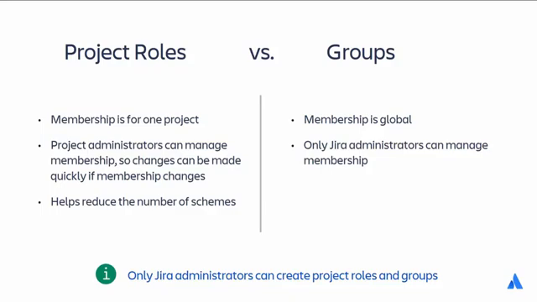First, Jira administrators must create the project roles. But once created, project role membership is project-specific, whereas group membership is always global. Project administrators can therefore manage membership on a project-by-project basis, so changes can be made quickly if membership changes. This takes the load off of Jira administrators, because they are the only ones who can manage groups. And finally, roles help to reduce the number of schemes, because schemes can be more generic and therefore shared.